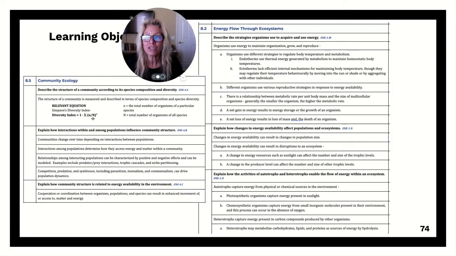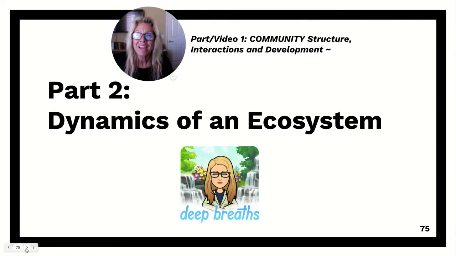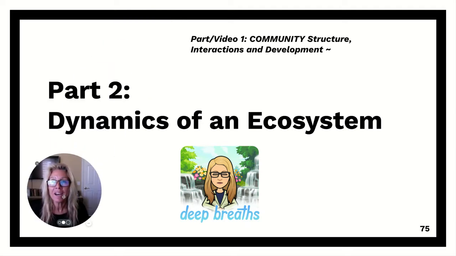You want to remind yourself to look over the learning objectives of the College Board. This follows 8.2 and 8.5. You could pause and read through all of these and make sure that you're good with them. In video 1, I discussed community structure, community interactions, and community development. So here in part 2, we're going to discuss the dynamics of an ecosystem.